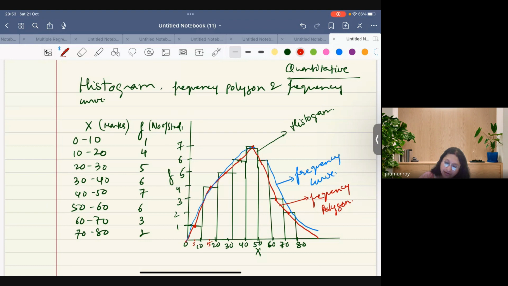Is everybody clear on this? So it is only drawn for quantitative data. If the centermost point of each bar is joined with straight lines, then it is called a frequency polygon. And if you are drawing a rough hand curve, then it is called a frequency curve. Is it clear?